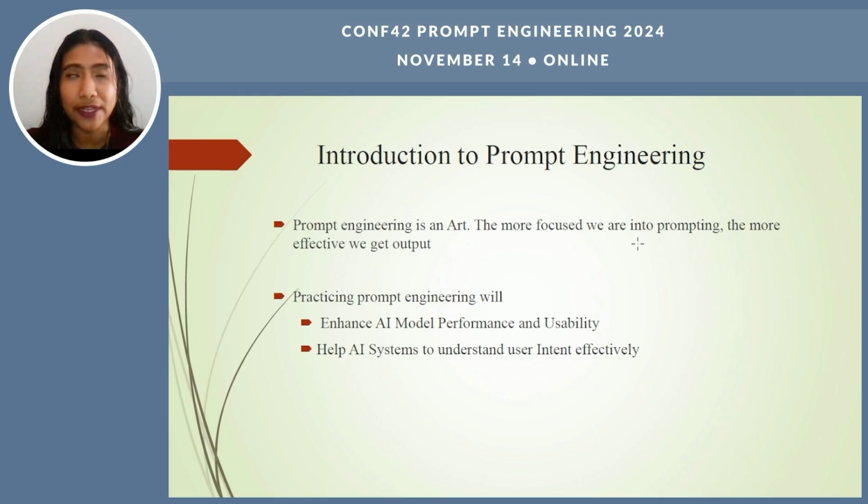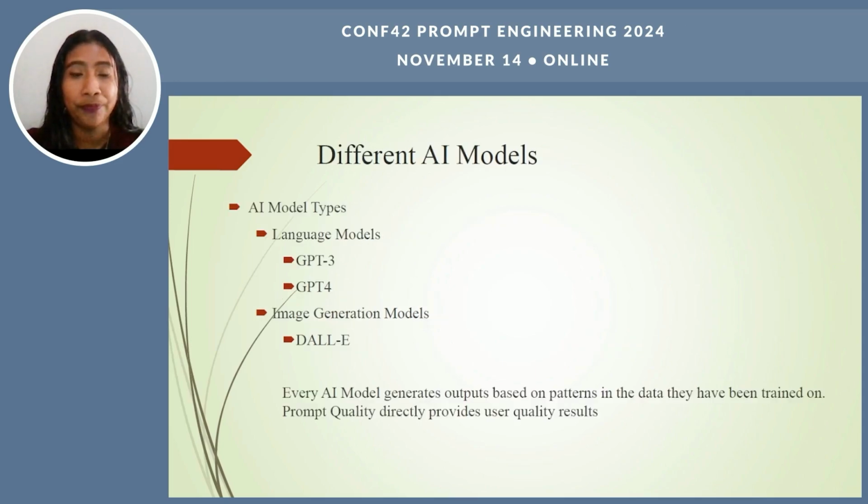To get the best response, we should prompt effectively. The more focused we are in prompting, the more effective the output we get. Practicing prompt engineering will enhance AI model performance and usability, and it will improve the responses we get. There are different AI models in the market right now. There is GPT-3, now GPT-4, and an image generation model called DALL-E. We are using multiple generative AI models like Meta, ChatGPT, Microsoft Copilot, etc. And everyone has started using these AI models.